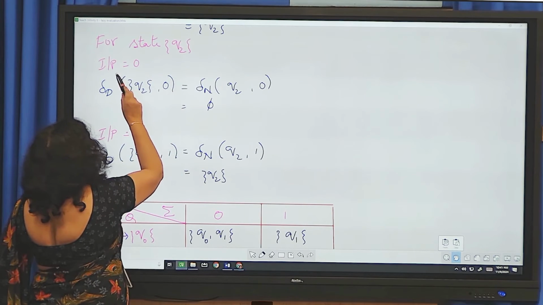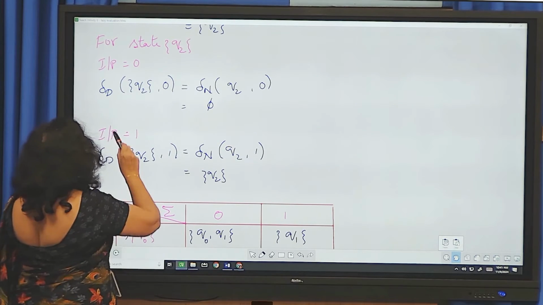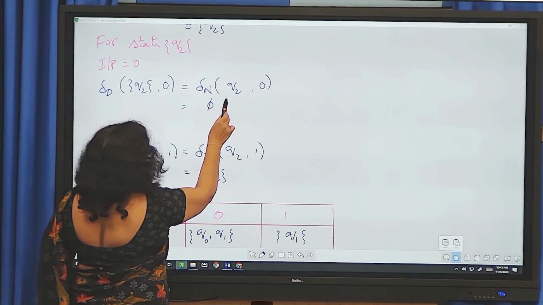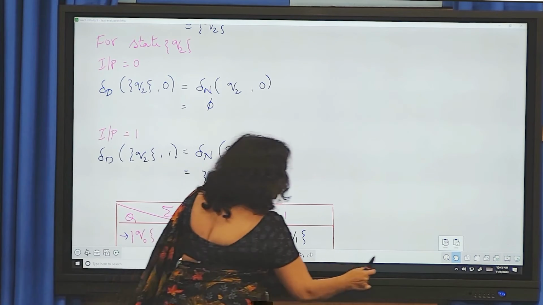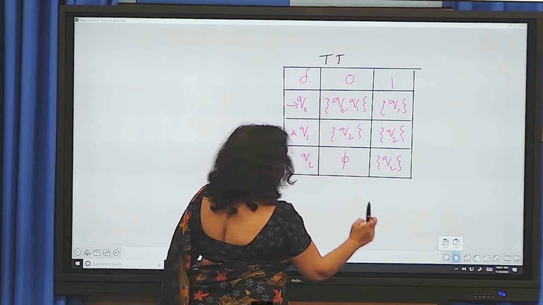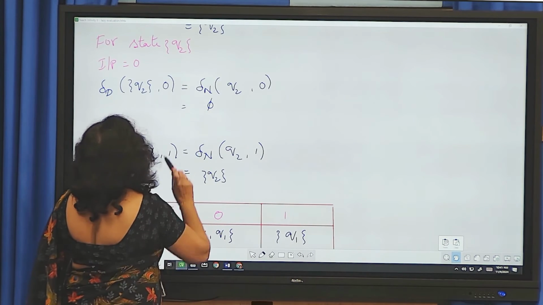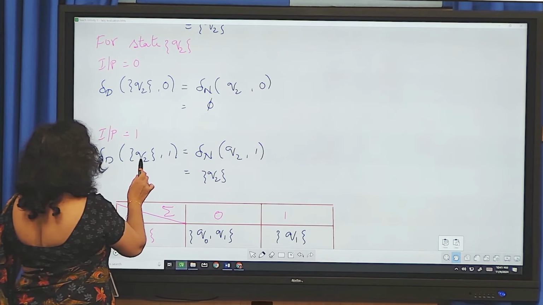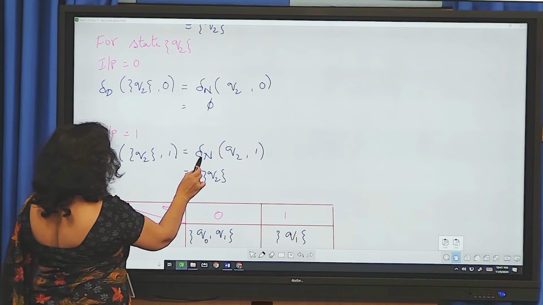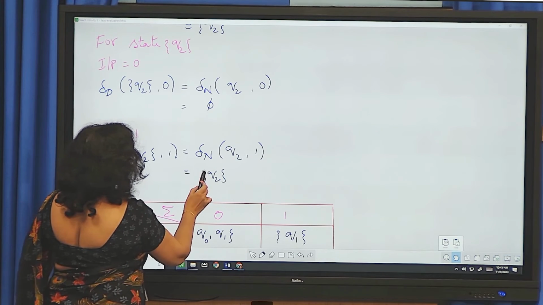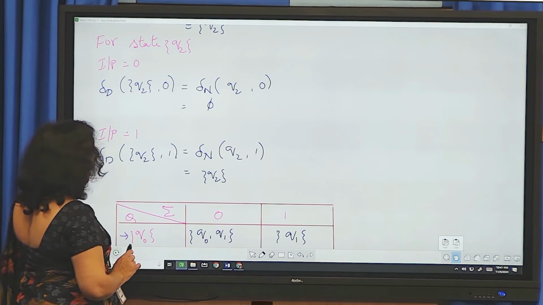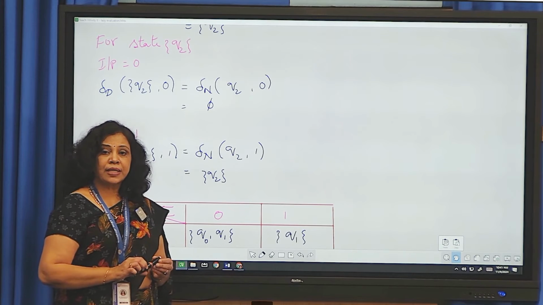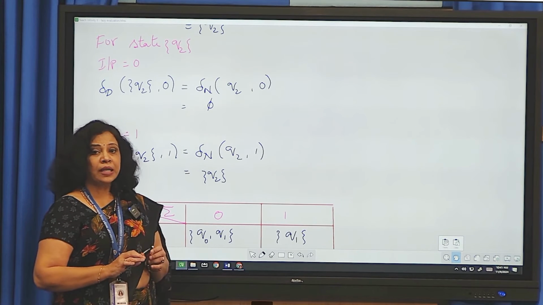Okay. Now consider the state Q2. Input equal to 0. Delta D of Q2 on 0 equal to delta N of Q2 on 0. So what is Q2 on 0? Q2 on 0 is phi. Apply the input 1. Delta D of Q2 on 1 equal to delta N of Q2 on 1, which is Q2. Q2 is already in QD, so no new states get added to QD. We stop at this stage.